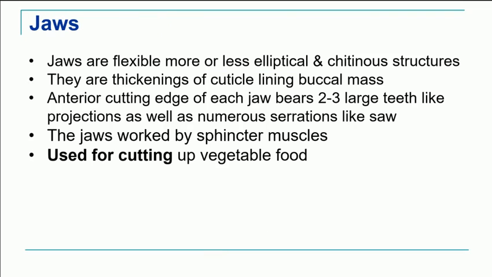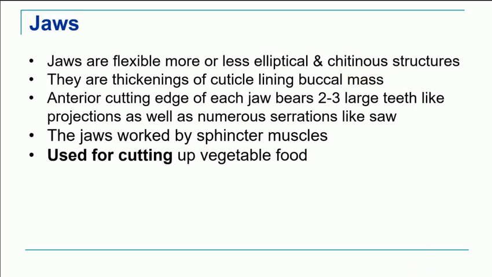Okay, so we have just discussed the two jaws which are present. These jaws are flexible. How is the shape? They are elliptical in shape, and they are chitinous structures, that is, they are made up of chitin.